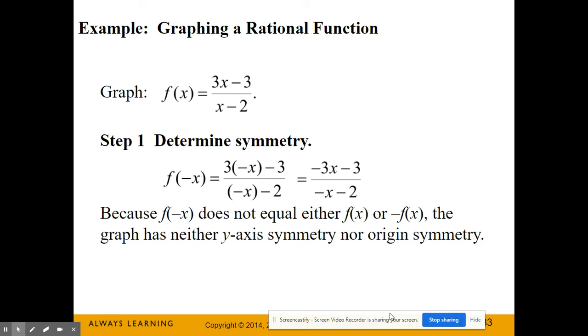All right, so here you go. You're tasked with graphing f of x is equal to 3x minus 3 over x minus 2. First thing you're going to do is determine what type of symmetry you have. You do that by substituting -x in for x. When I do that, you end up with -3x minus 3 over -x minus 2. That is neither exactly what you started with or exactly the opposite of what you started with. So this one has no symmetry that we just looked at in the previous example. So there's no y-axis symmetry, no origin symmetry. So that's good to know moving forward.